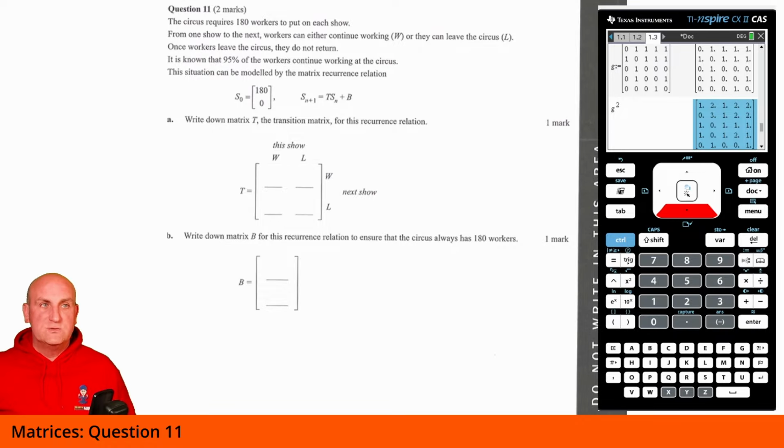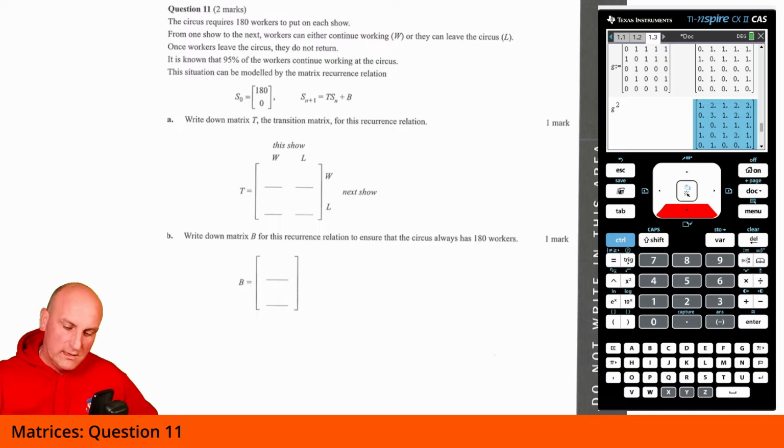Right, a circus requires 180 workers to put on each show. From one show to the next, workers can either continue working or they can leave the circus. Once a worker leaves the circus, they do not return. It is known that 95% of workers continue working at the circus. Right, okay. I can already see where this is going. Well, yeah, because I've done the question about 3 minutes ago. Write down matrix T, the transition matrix.